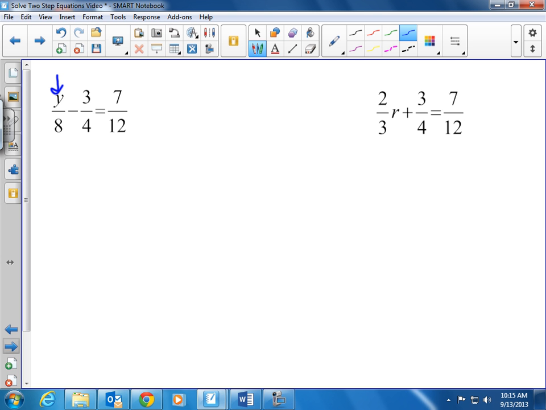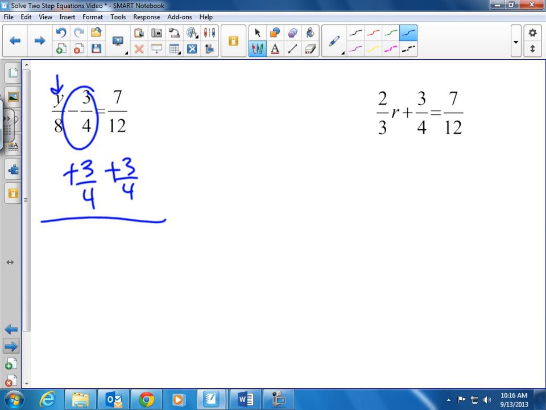Okay? I don't want to start by getting rid of that 8 because that's division. And if I do my order of operations backwards to solve an equation, I need to start with addition or subtraction. So I look right here to this negative 3/4 that I need to get rid of. How do I move that negative 3/4 to the other side? I add 3/4. I do the opposite. So I'm going to add 3/4 to each side.